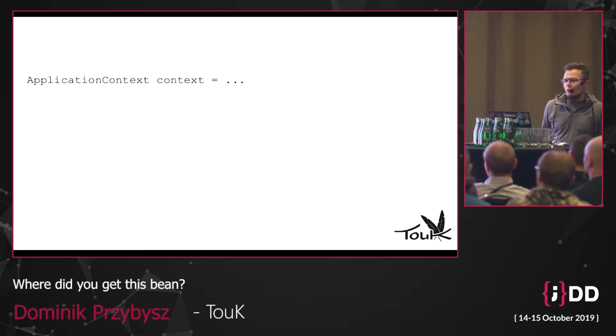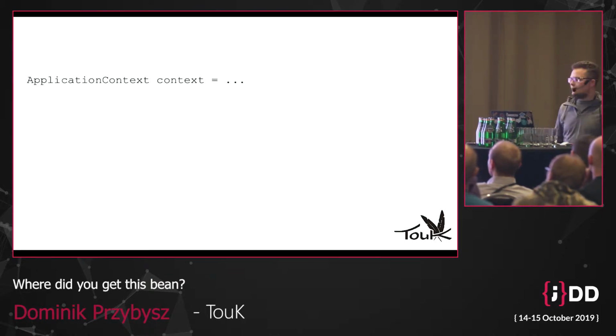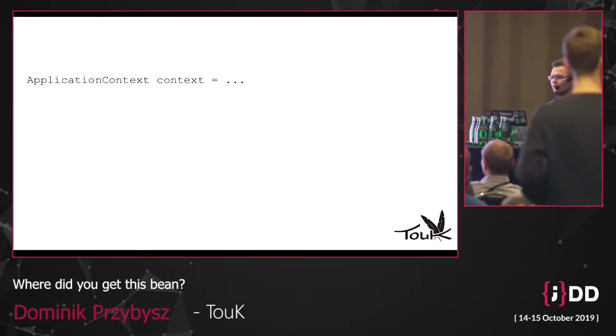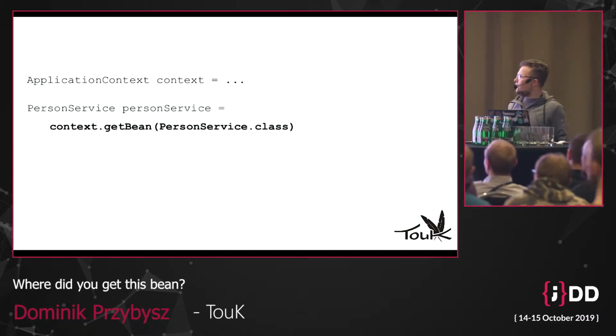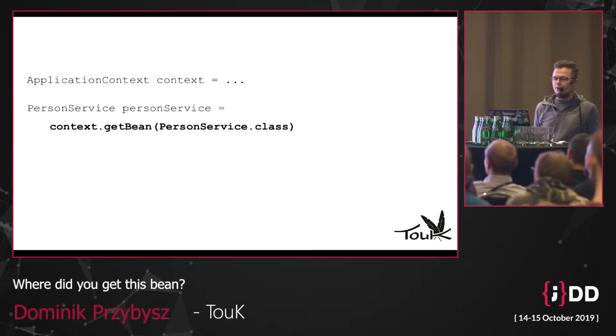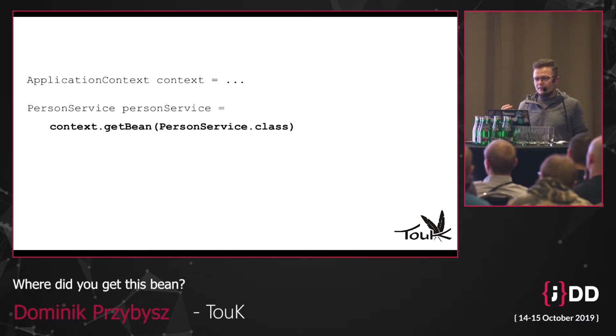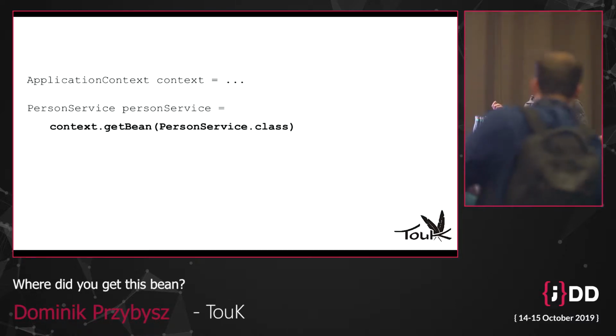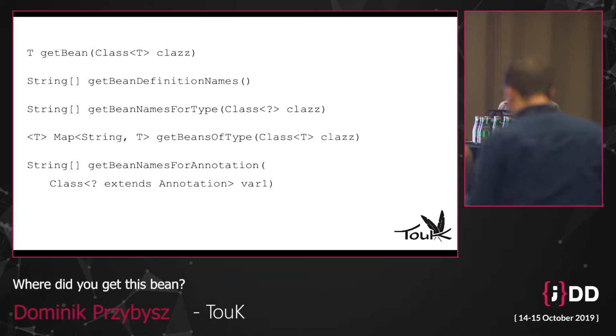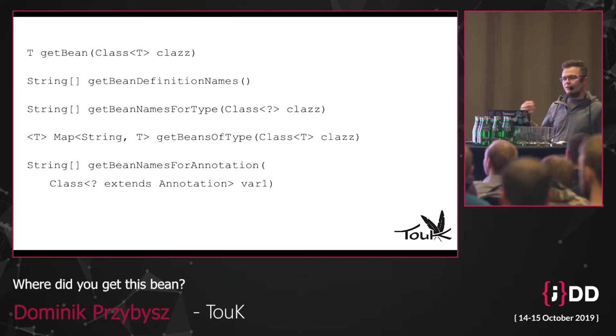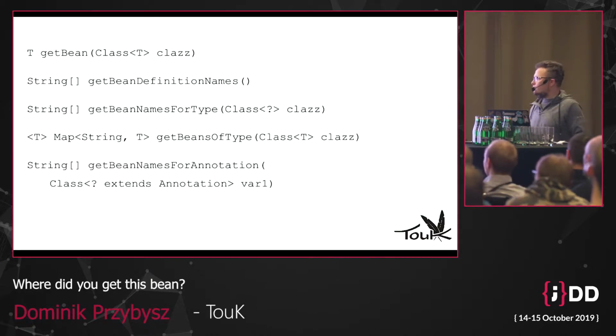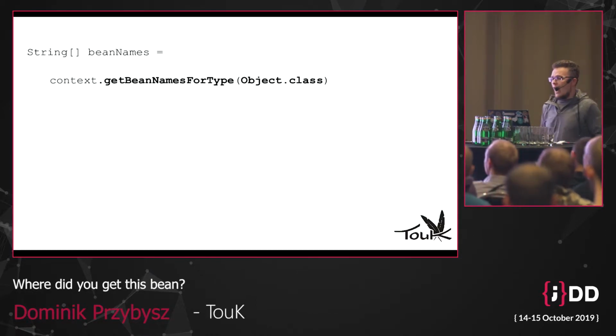So let's imagine we have created an application context, no matter how at this moment, but we have created it, and we could get a bean, for example, person service, from this context. And probably none of us are using it this way, but we could do it on our own. And with application context, we could do a lot of things. For example, we could get the definitions of beans in various ways. And this is the first way to debug our application.